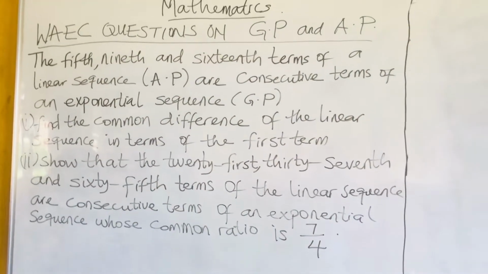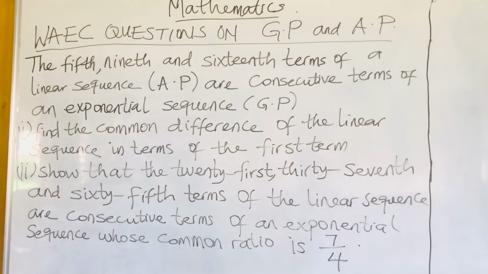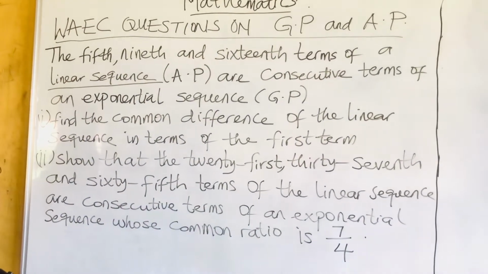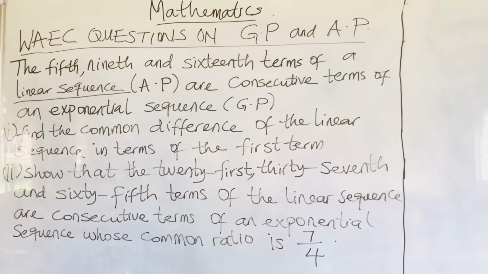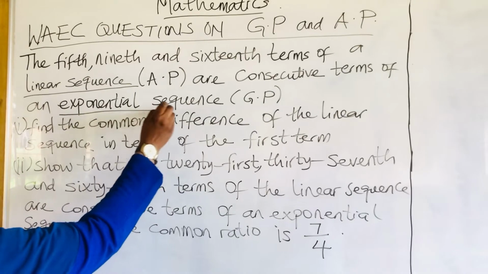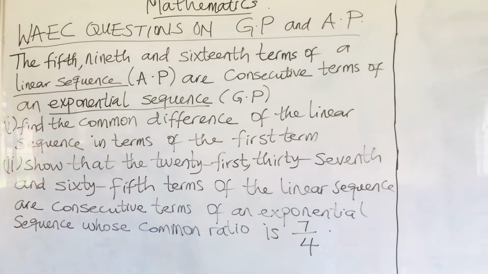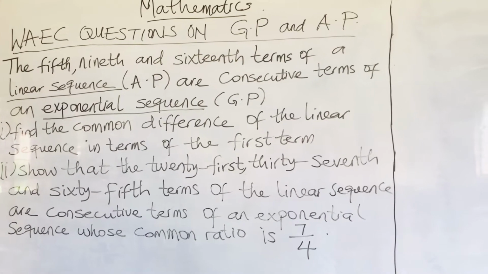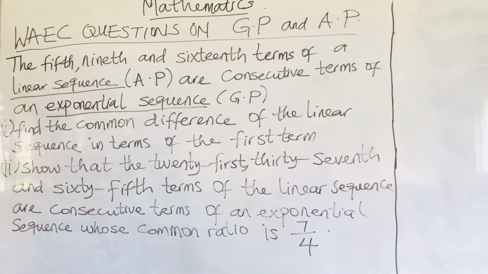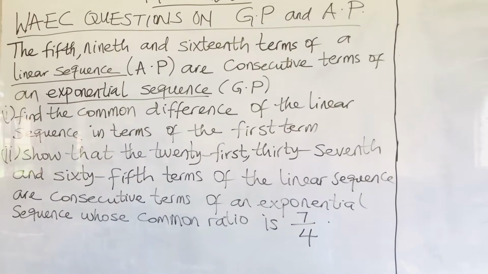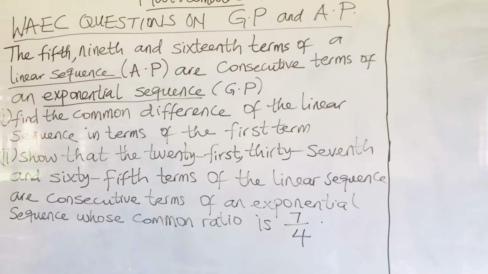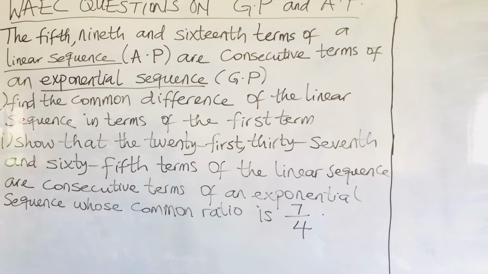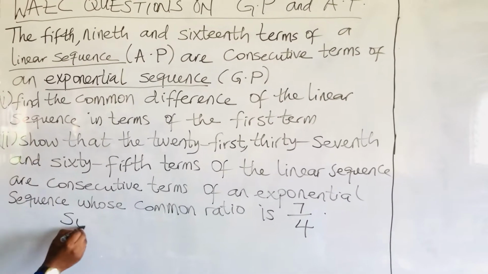The 5th, 9th, and 16th terms of a linear sequence. So arithmetic progression is also known as linear sequence. Are consecutive terms of an exponential sequence. So exponential sequence is the same thing as geometric progression. Now find the common difference of the linear sequence in terms of the first term. 2. Show that the 21st, 37th, and 65th terms of the linear sequence are consecutive terms of an exponential sequence whose common ratio is 7/4. Solution.